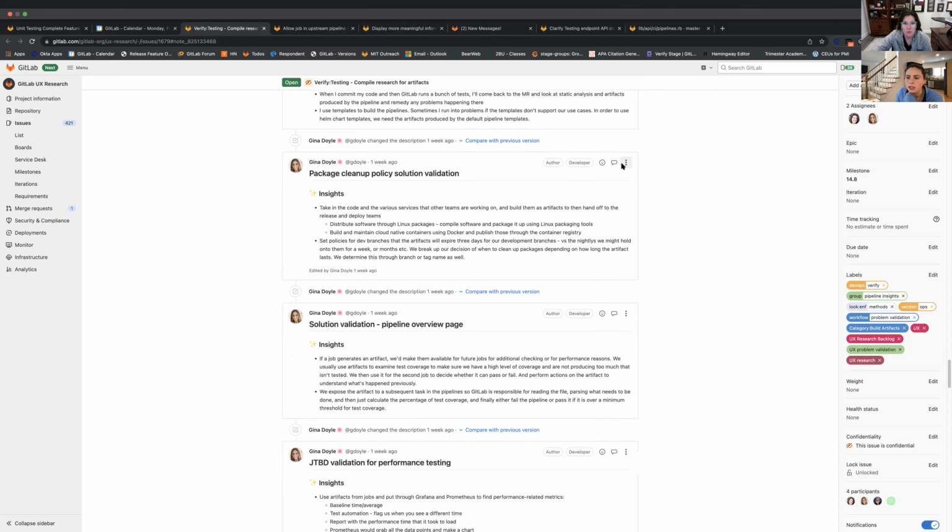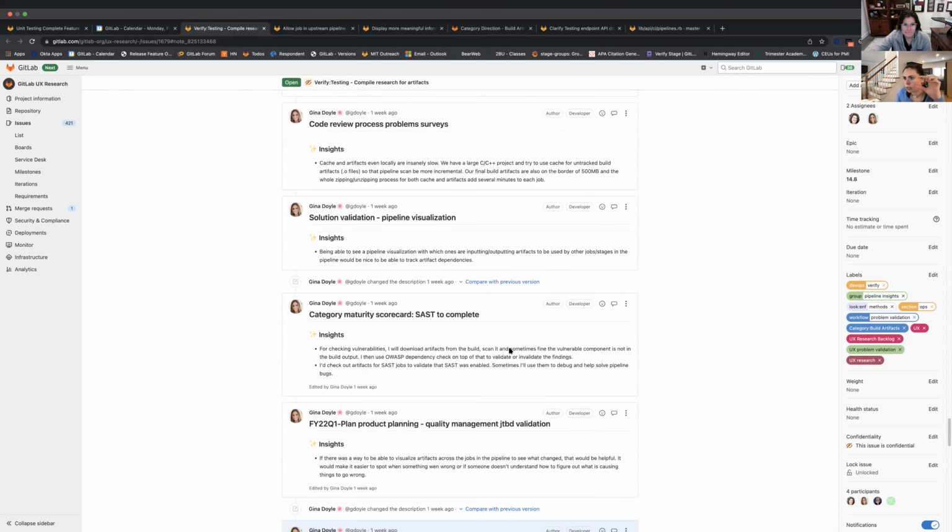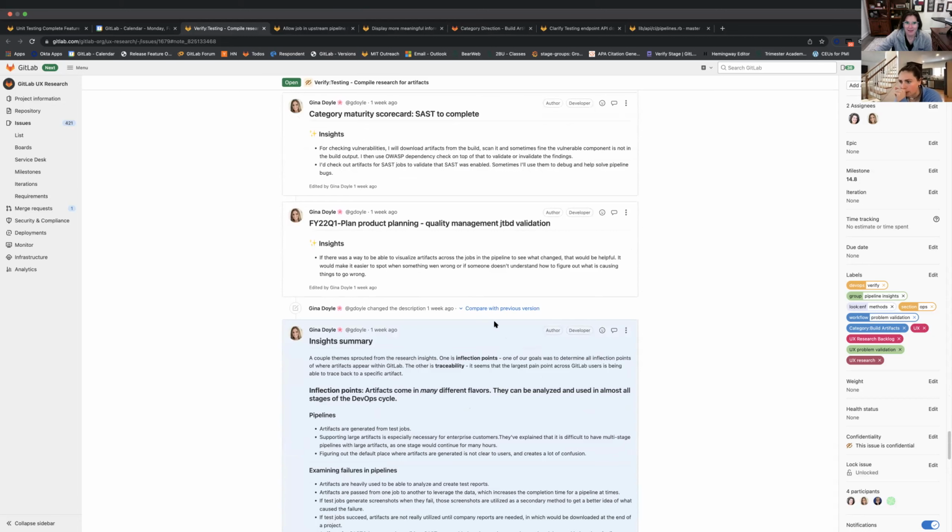Perfect. Okay, that sounds great. I can add more specific portions that came from this issue and put them over there too, so that we can link them.